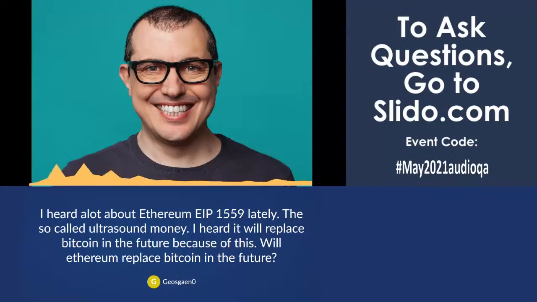I heard a lot about Ethereum EIP 1559 lately, the so-called ultrasound money. I hear it will replace Bitcoin in the future because of this. Will Ethereum replace Bitcoin in the future?